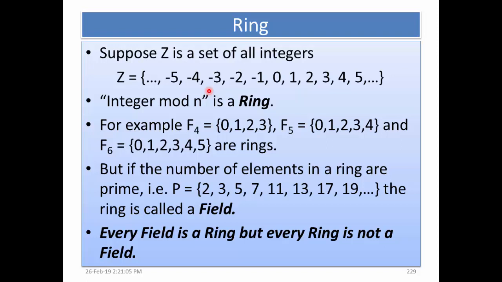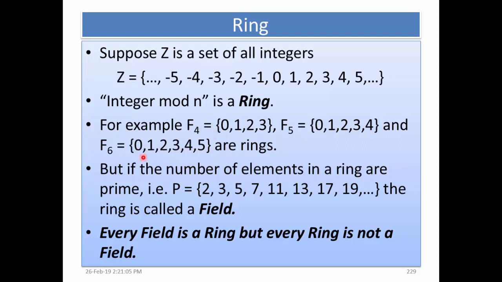Now, in this video we will talk about rings. What is a ring? Suppose we have the set of all integers from minus infinity to plus infinity, then integers mod n form a ring. For example, F4 is equal to {0, 1, 2, 3}, F5 is equal to {0, 1, 2, 3, 4}, and F6 is equal to {0, 1, 2, 3, 4, 5}. These are all rings.